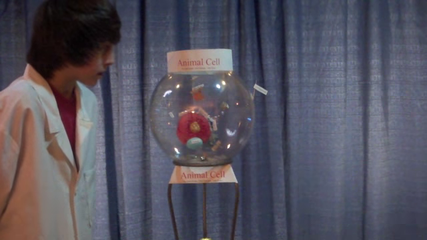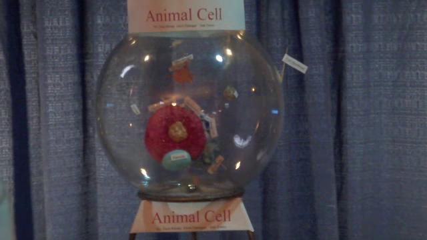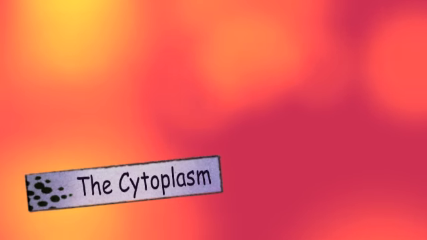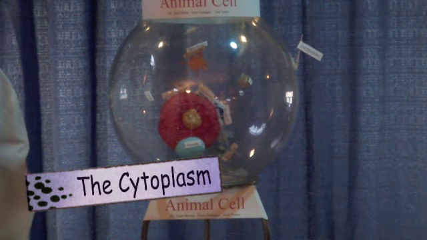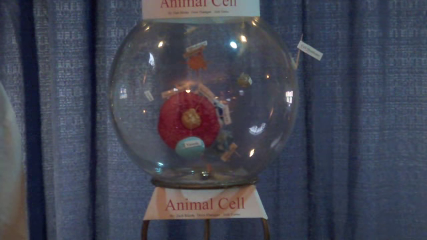The first thing I'm going to be discussing with you is the cell membrane, which is this. The cell membrane is a thin covering that surrounds the cell. Now I'm going to discuss the cytoplasm. Cytoplasm is a jello-like substance that contains all the compounds that make a cell a cell.